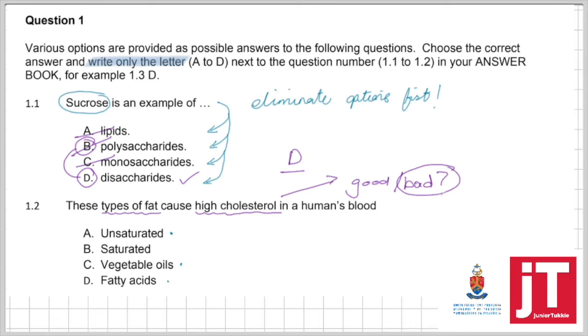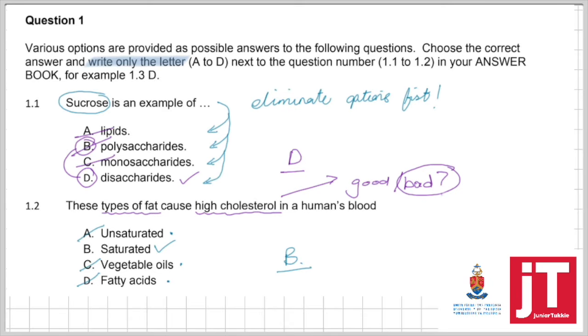Okay, now let's look at our options. Unsaturated fats, vegetable oils, and fatty acids are not the bad fats, because our diet is actually made up of quite a lot of those. If we limit the saturated fat in our diet, we are going to reduce the high cholesterol present in the blood, or present in the body. And then in doing that, we are also reducing the risk of heart disease and of the increased occurrences of a stroke.